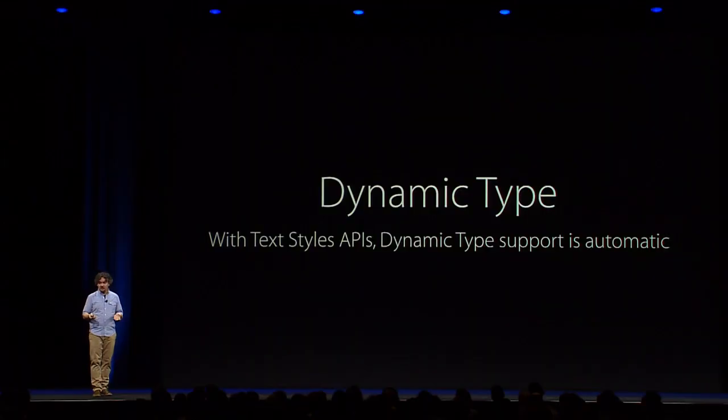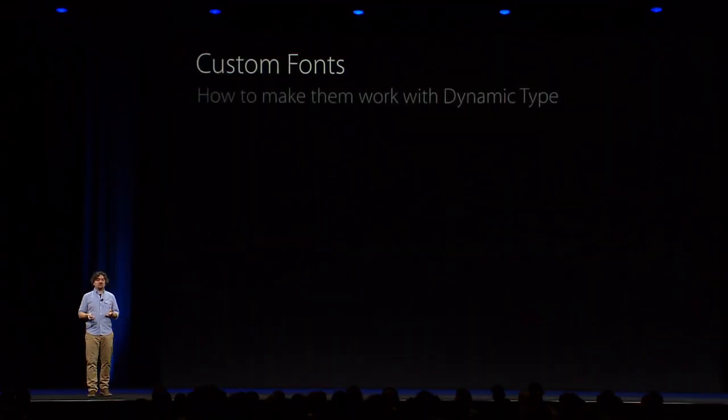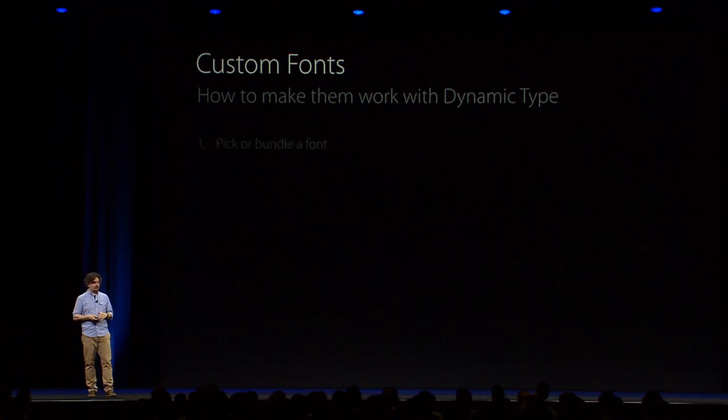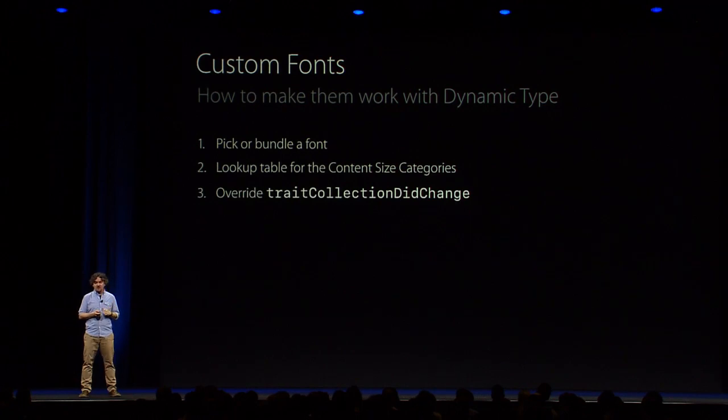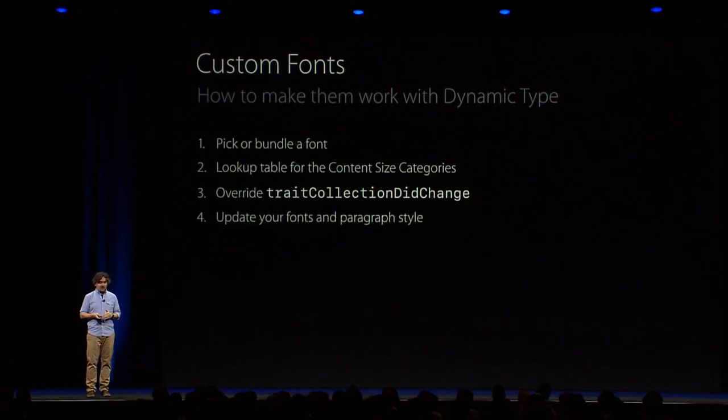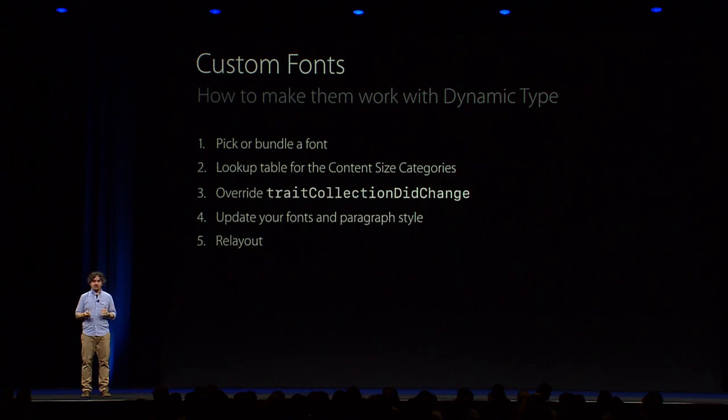Now, if you use Dynamic Type and use the text styles APIs, Dynamic Type support is automatic with these. However, if you're using custom fonts or you're calling system font directly, then you have to do some work to implement Dynamic Type, but it's really easy. And let me show you how that works. First, you have to pick or bundle a font. Then you can have a lookup table somewhere with the content size categories. Then you have to override traitCollectionDidChange. This is a method of UIView and UIViewController subclasses. Then you update your fonts and paragraph styles, and you relayout, and you're done.